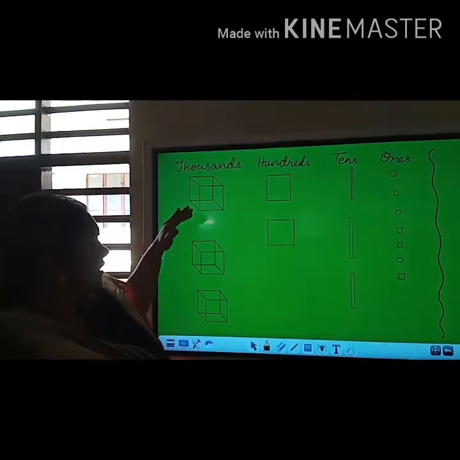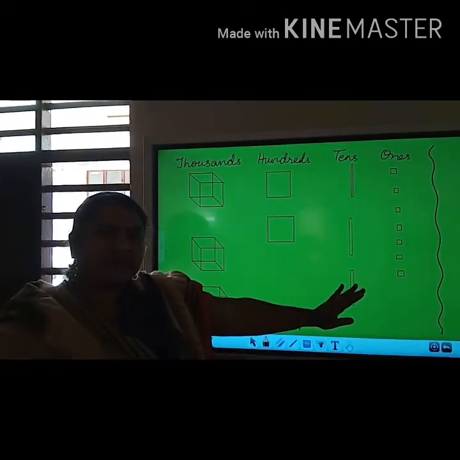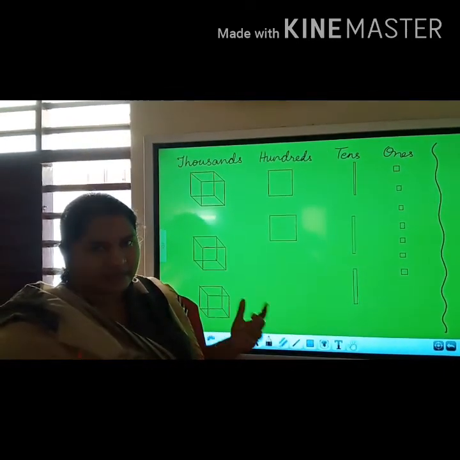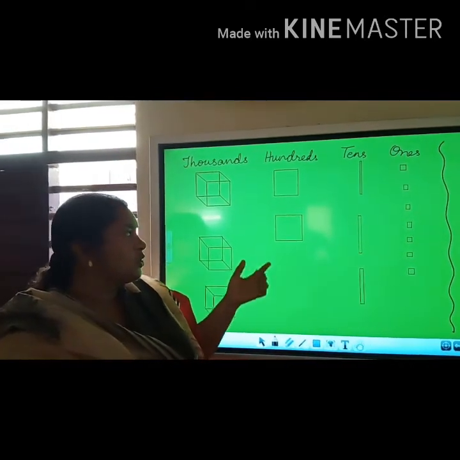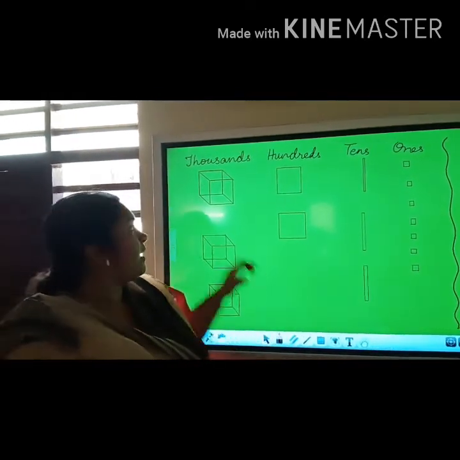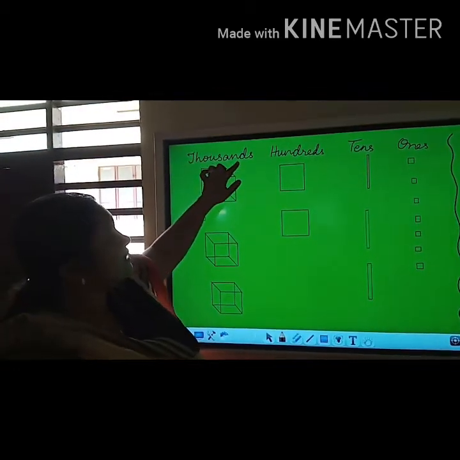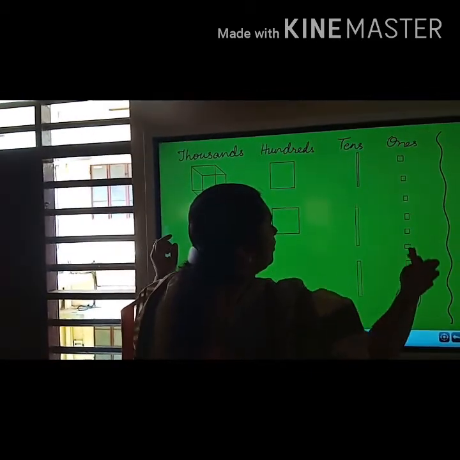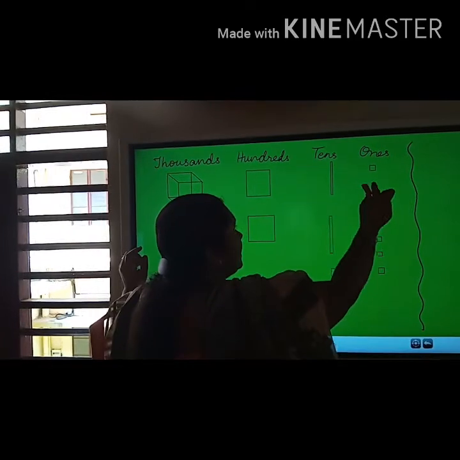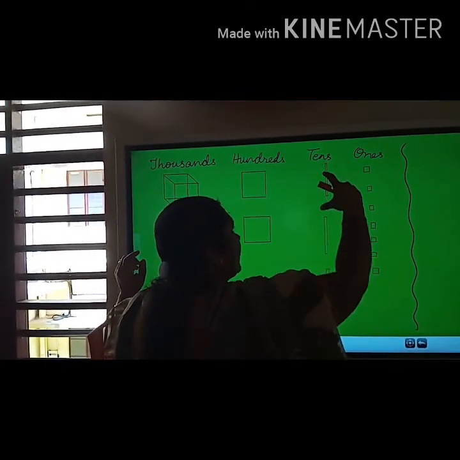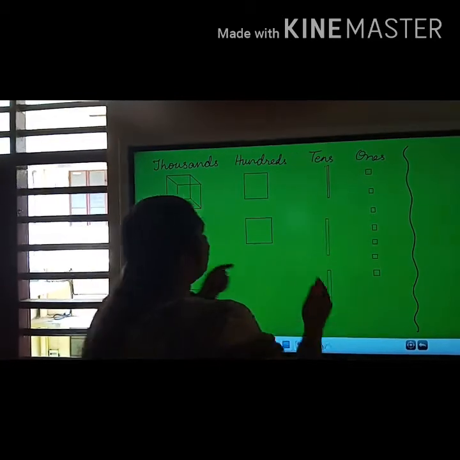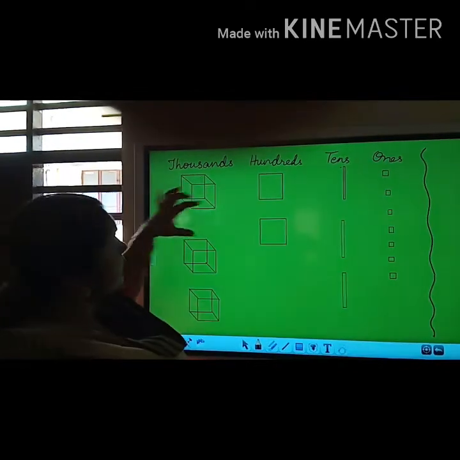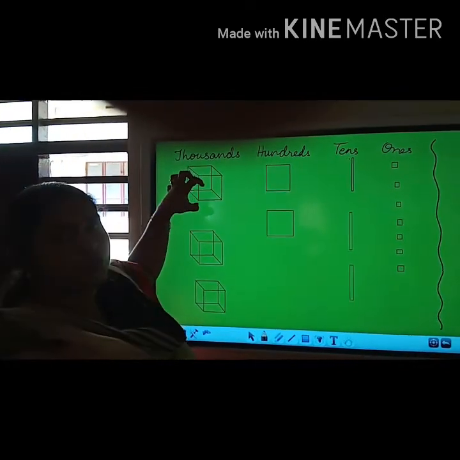Children, here some pictures are given. That is actually given in your textbook. I did not introduce that in my class, so I am thinking of giving you this video. This part is called 1000. There are 10 ones, each a small box, kept together to form tens. 10 tens form hundreds, and 10 hundreds are kept together to form 1000.